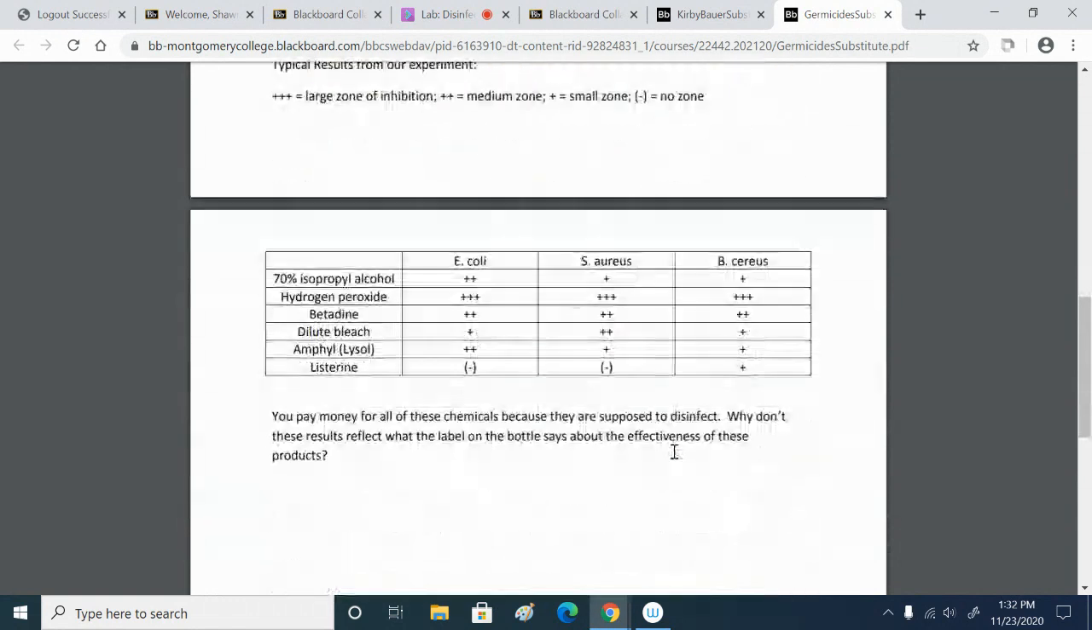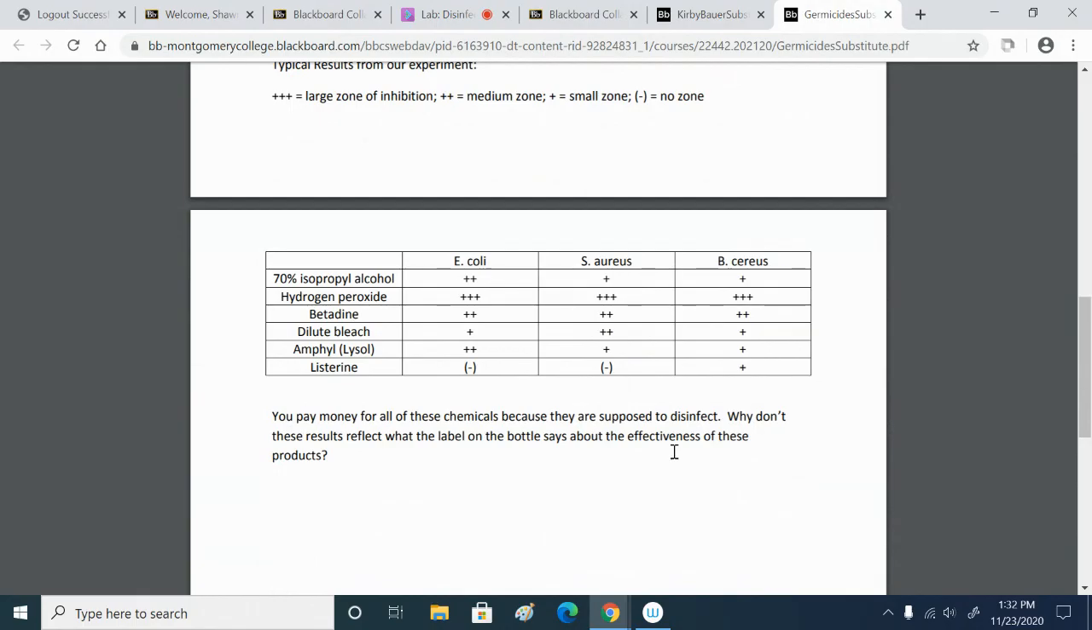And so typical results that we get are shown here. The only chemical that has 3 pluses is the hydrogen peroxide. Everything else is 1+ or 2+, or in the case of Listerine, it's got minuses.